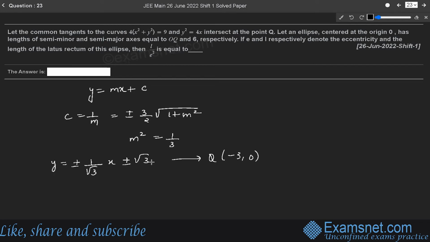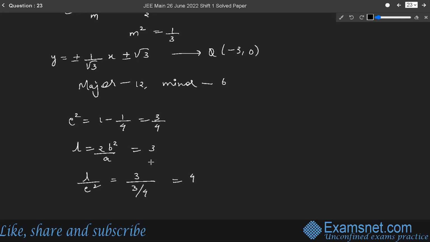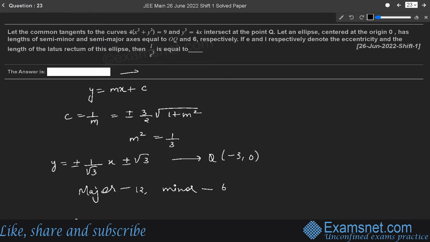We know that major axis and minor axis are 12 and 6. So eccentricity, which is denoted by e square, will be equal to 1 minus 1 by 4, which is equal to 3 by 4. And length of latus rectum, which is denoted by L, will be equal to 2b square upon a, which is equal to 3. Therefore, L upon e square will be 3 divided by 3 by 4. So it will be 4. Hence, we can say that the correct answer for this question is 4.